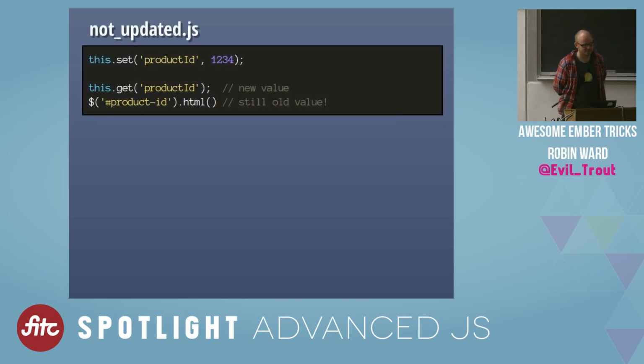In this case, I'm saying set product ID 1234. Immediately afterwards, if you say this get product ID, you'll notice that it has the value. That's what you'd expect. But the next line is looking at the HTML, and in this case, you notice that it's still the old value. This is confusing, because you're like, well, I just set the product ID. Why is it the old value in the DOM?